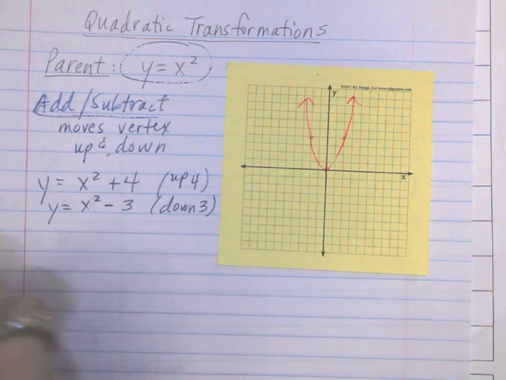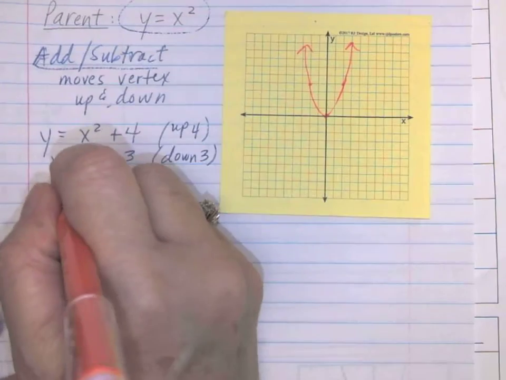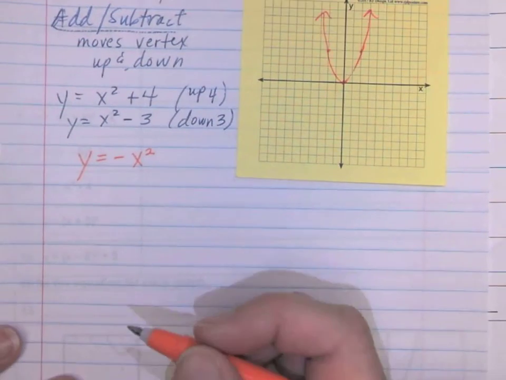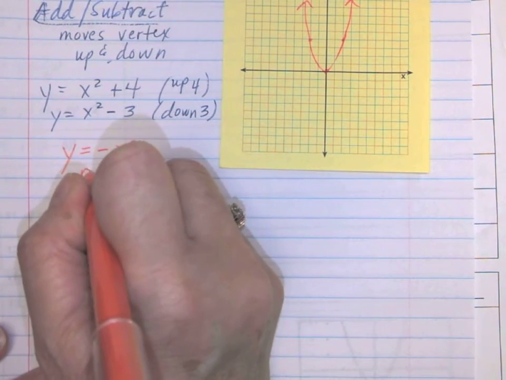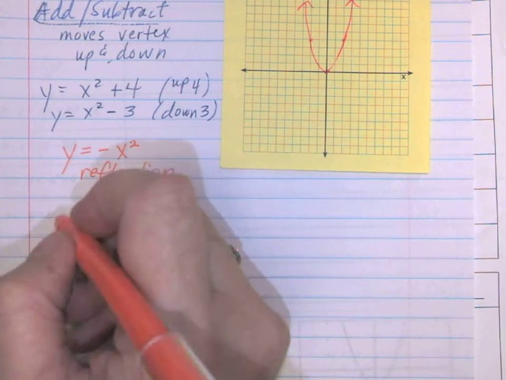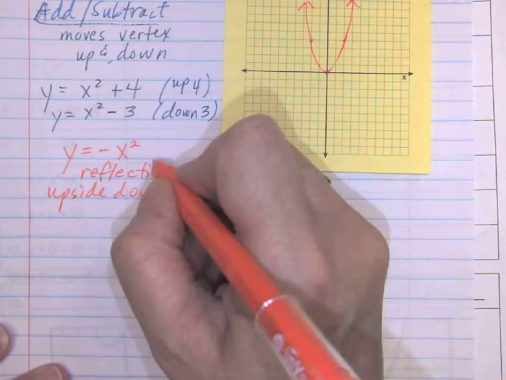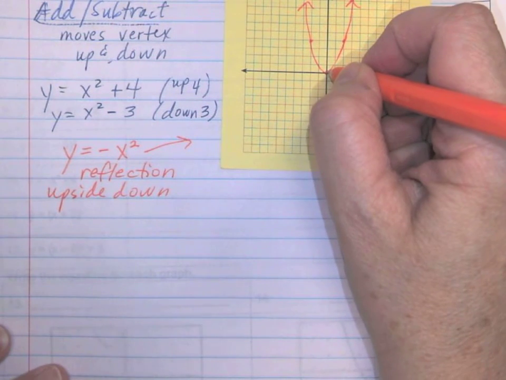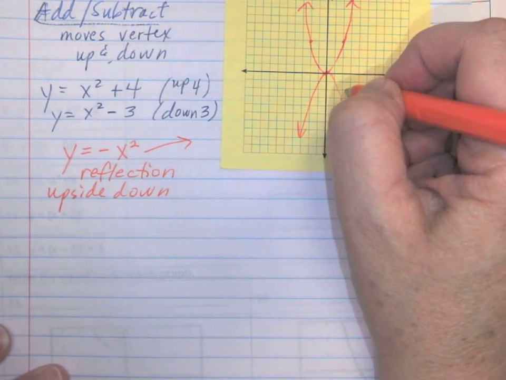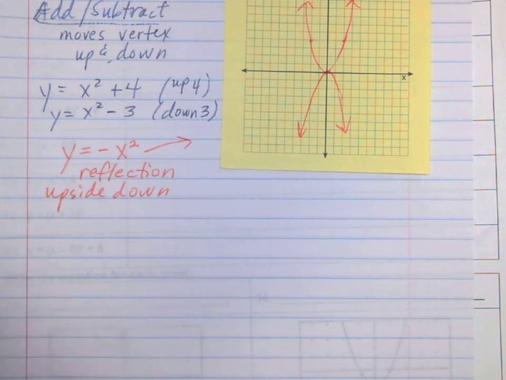Then we looked at some where we put a negative in front. The official name for that, with transformations, is a reflection. That's when it flips it upside down. So this one would be this one just upside down. That's why it's a reflection.